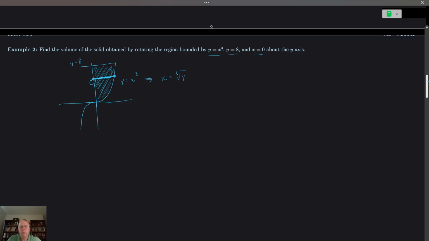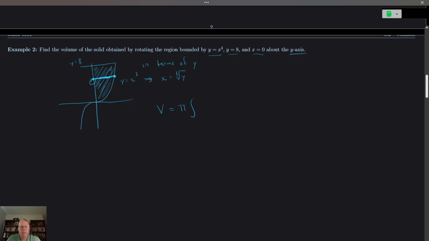So now our volume, we have pi. We're writing this in terms of y. So if you're rotating about the y-axis, you need to think of everything in terms of y. If you're rotating about the x-axis, you can think of everything in terms of x.